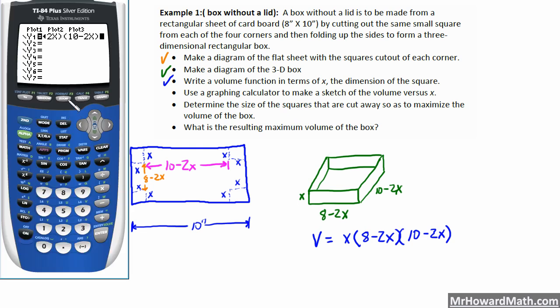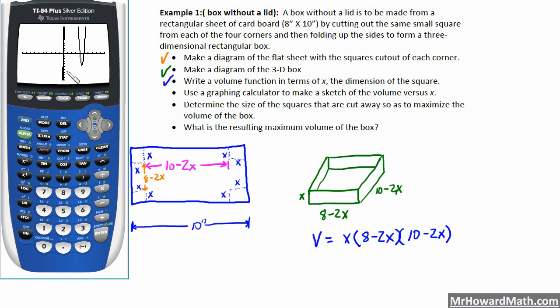Alright, I've gone ahead and typed that in to save some time. So we just typed this function into y equals here. And I'm going to do a zoom 6. And we know that we're going to have to fix this. Okay, so here's our polynomial.